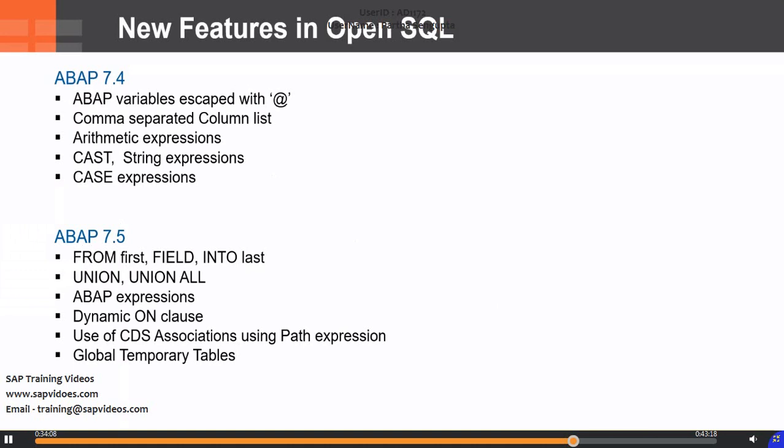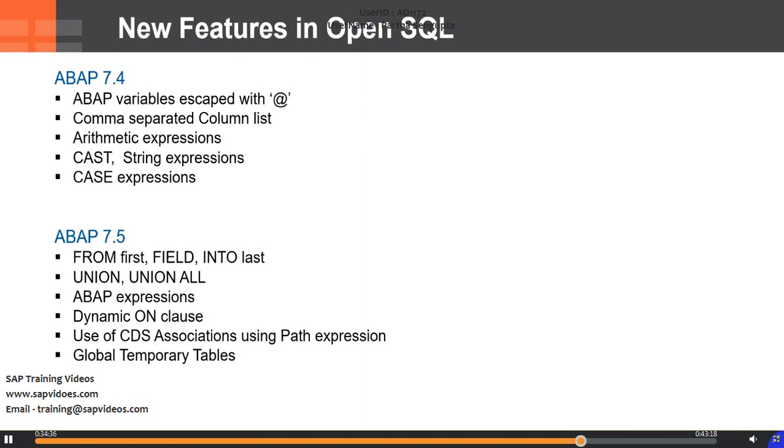In SAP NetWeaver ABAP 7.5 and above, many more features are supported, like your select query with select from first and then fields. You can select specific fields as well, with into present at the last. These are some of the new features which are available from SAP NetWeaver ABAP 7.5. You can have union and union all syntax as well. ABAP expressions are supported. Dynamic on clause is also supported. Use of CDS associations with path expressions. So path expressions can also be written in your select query.